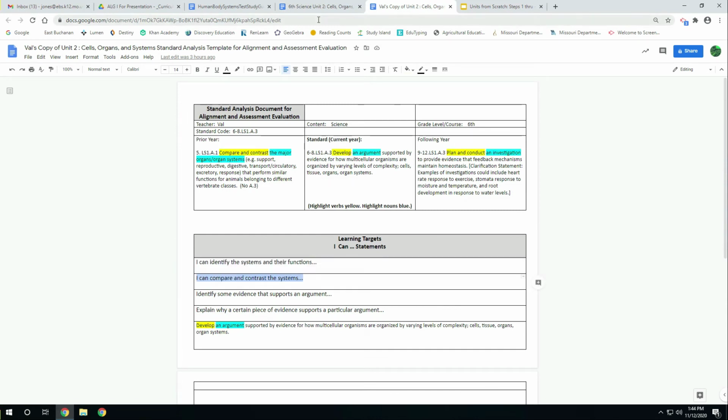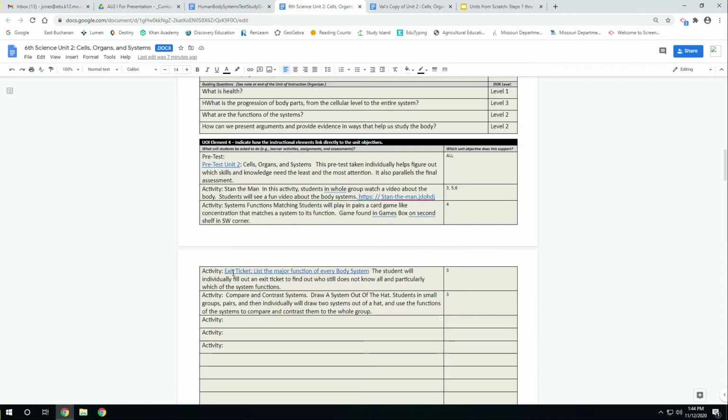I can compare and contrast. So I look and, oh yeah, I did write this one too. Compare and contrast. We're going to have this hat and it's got all the systems in there. Students, we're going to start in small groups and then go to pairs and then eventually individually. They're going to stand up in front of everybody and draw 2 systems out of the hat and then use the functions of the systems to compare and contrast in front of the whole group.